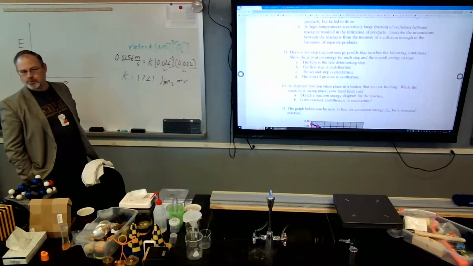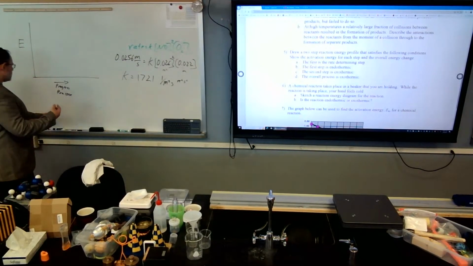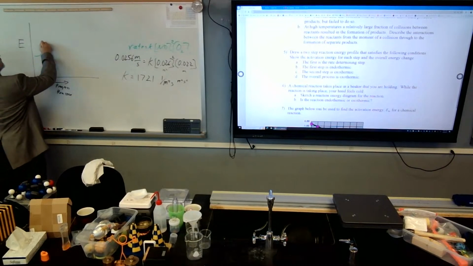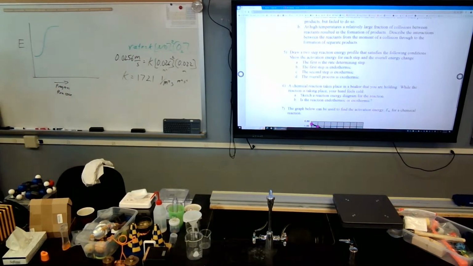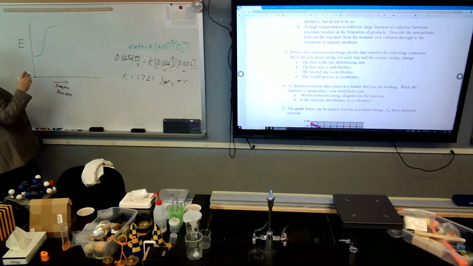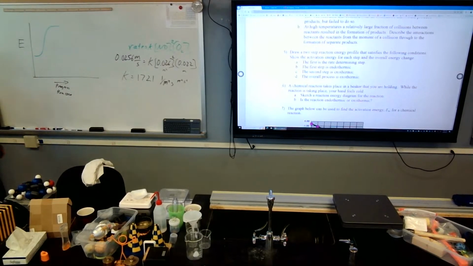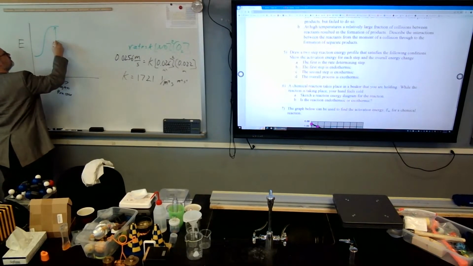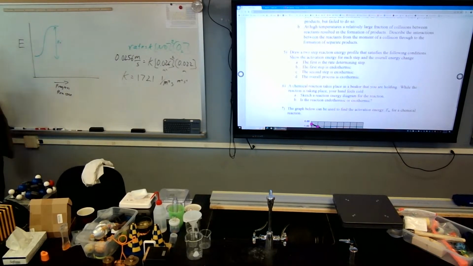Good. Okay. Did you make a really big hump to begin with? Is your first hump bigger than your second hump? That's the most important thing. Because if the first step is the rate determining step, the first hump needs to have the largest EA. The rate determining step is going to be the one with the largest EA.